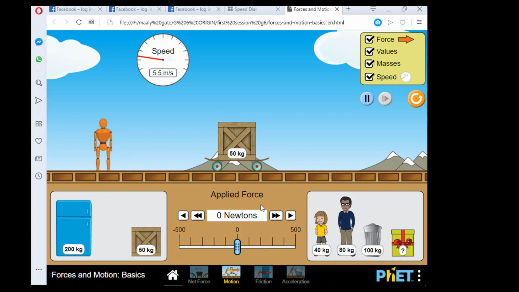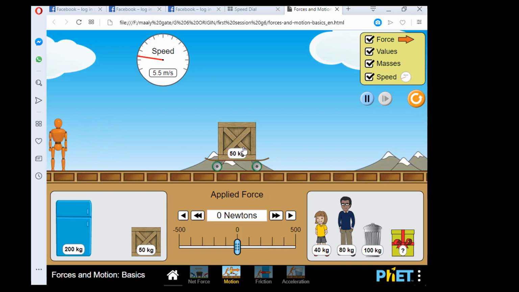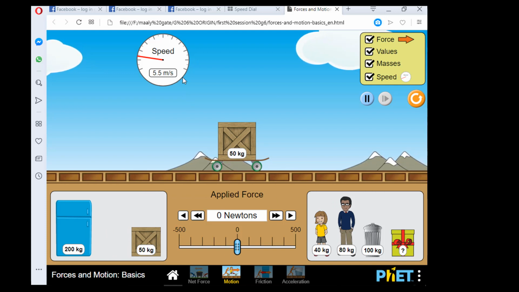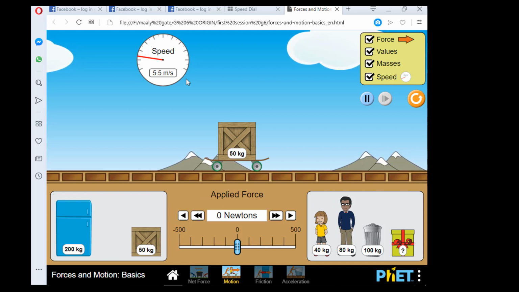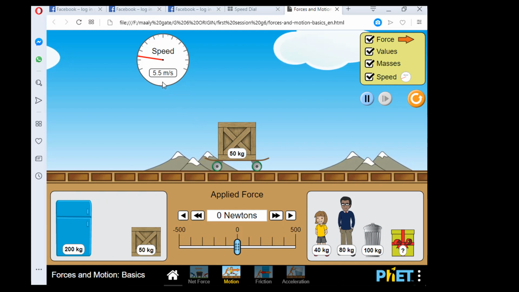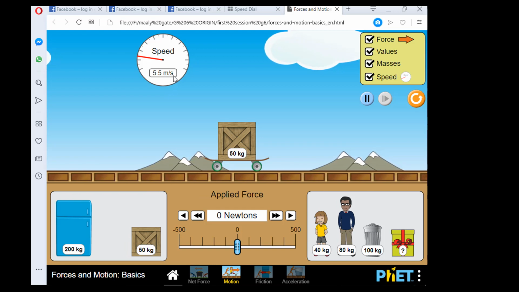Physics, grade 6. What is motion? Motion, as you see, is the change of position of this object as time passes. 5.5 meter per second means that its speed equals 5.5 meter in every second, which means that this object travels 5.5 meter during 1 second.